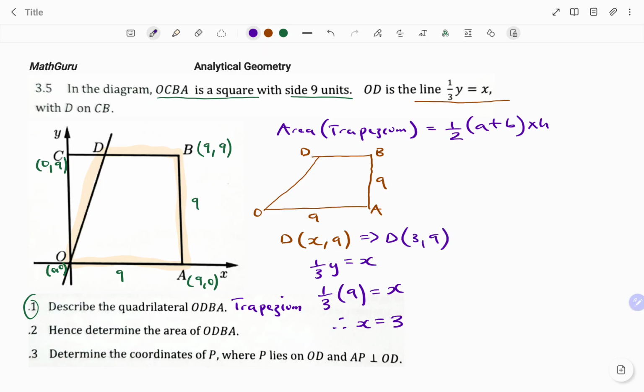And note that we've been told that OCBA is a square. So if the coordinate of D is 3 and 9, what that means is the distance DB will be 9 minus 3, which is 6 units. So I'm going to put that in the diagram. I have that as 6 units. I'm going to state how I got 6 units. I have DB equals CB minus CD, and that is equal to 9 minus 3, which is 6 units.